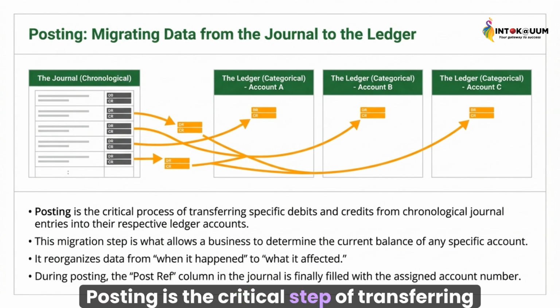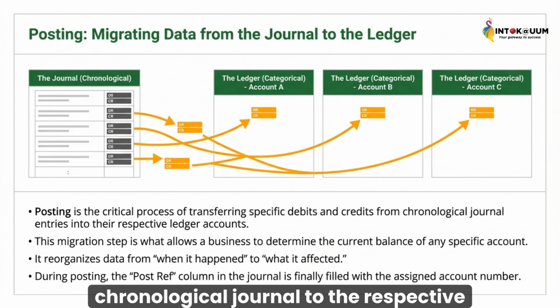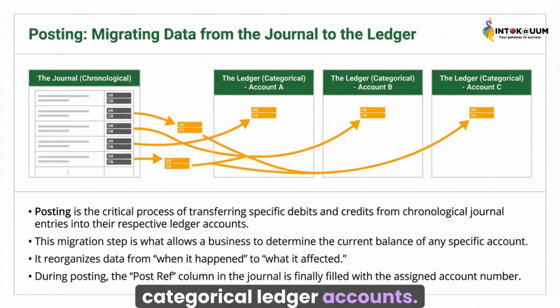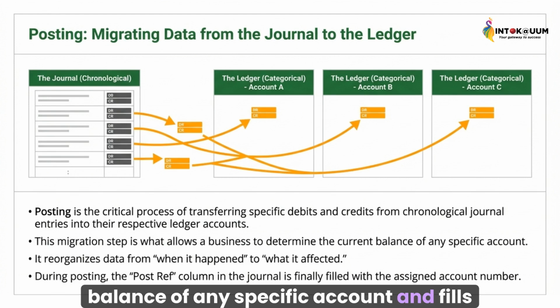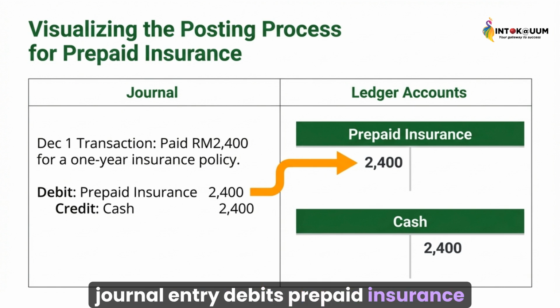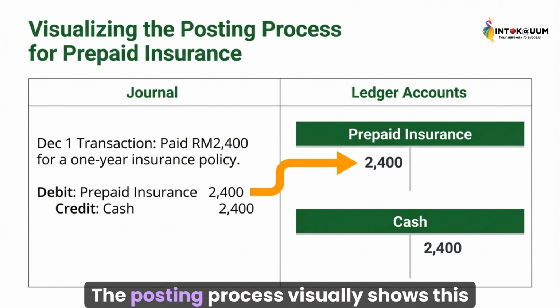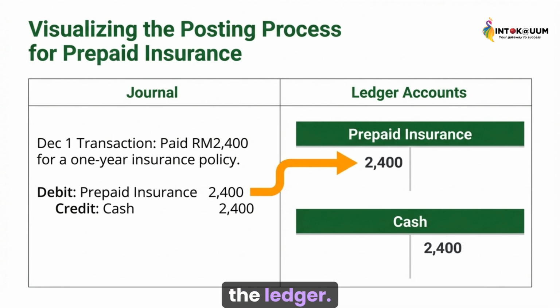Posting is the critical step of transferring specific debits and credits from the chronological journal to the respective categorical ledger accounts. This allows determining the current balance of any specific account and fills the post-ref column. For a prepaid insurance transaction, the journal entry debits prepaid insurance and credits cash. The posting process visually shows this migration to the respective T accounts in the ledger.